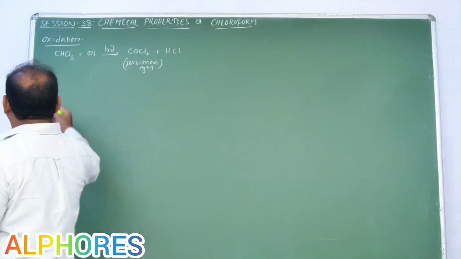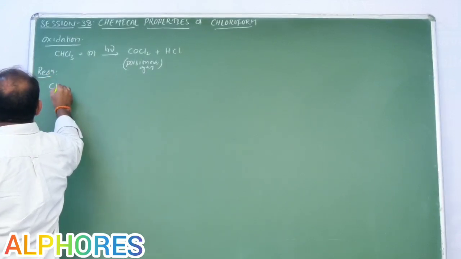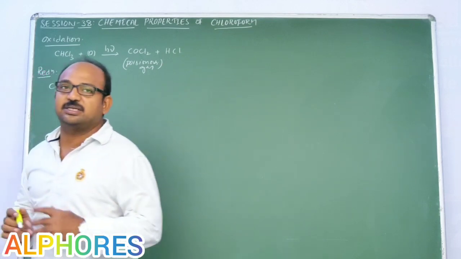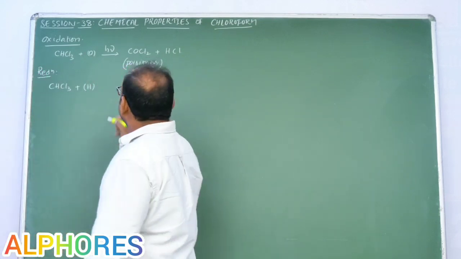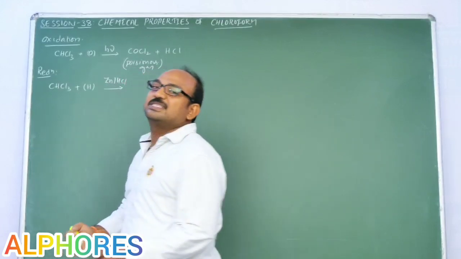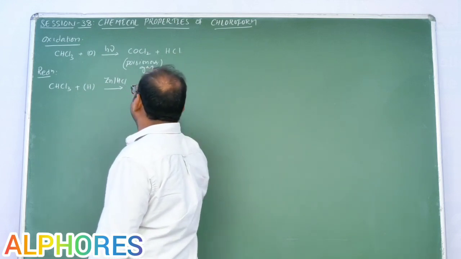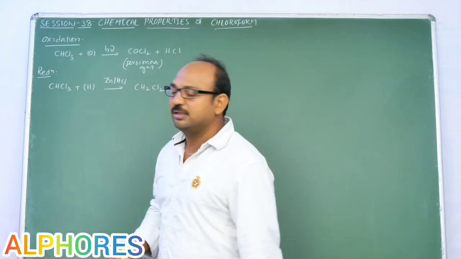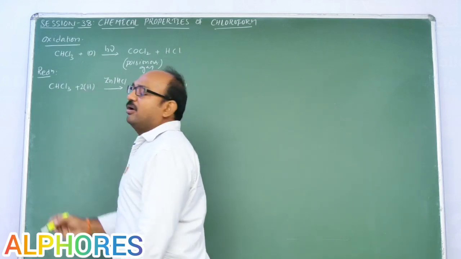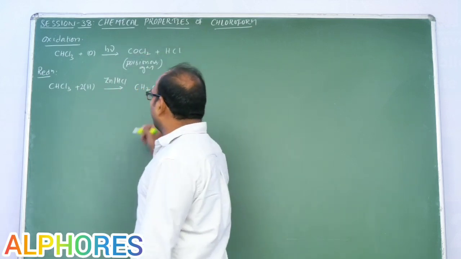Next one, reduction. Chloroform undergoes reduction in the presence of zinc and HCl. In the presence of zinc and HCl, we get methylene chloride as the product, dichloromethane, methylene chloride and HCl. This is a controlled reduction: with zinc and HCl we get methylene chloride.